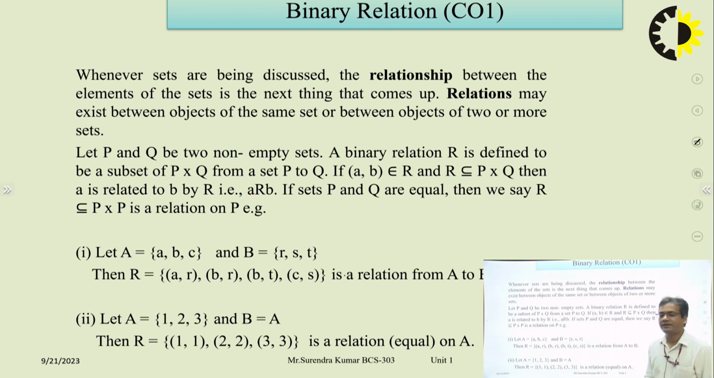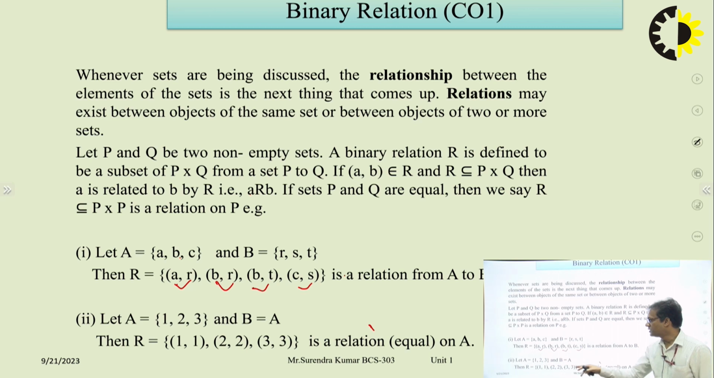For example, let we have set A and set B. So there may be some relation R on set A and set B in this form. This is your A related to R, this is your B related to R, this is your B related to T, and this is your C related to S. So this is a relation defined on some condition, right? In this form you can create a relation.